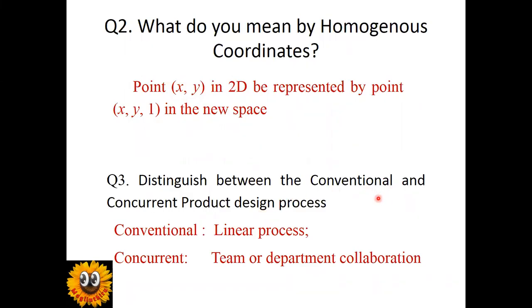Distinguish between the conventional and concurrent product design process. The keyword is that the conventional process is a linear or sequential process. The concurrent process is team or department collaboration, teamwork, concurrent or simultaneous engineering, or simultaneous designing process. If these keywords are found, you will be awarded 2 marks.